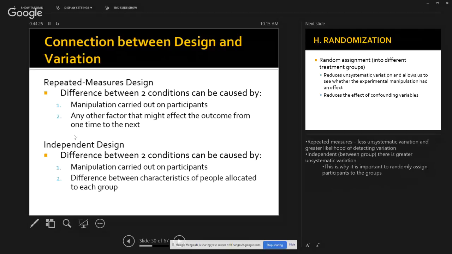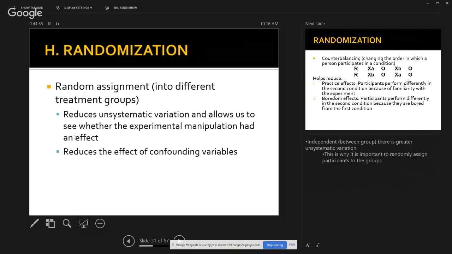Whereas in an independent design, if there are differences, it's because of our manipulation, our experiment, but it also could be that there are differences in the people. There could be such differences in the groups. And that's why it's important to randomly assign in an independent design. That's why we randomly assign, because we're trying to remove unsystematic error between the groups. So, random assignment, why do we do it? It reduces unsystematic variation. It tells us whether the experiment has an effect, and it also reduces confounding variables.